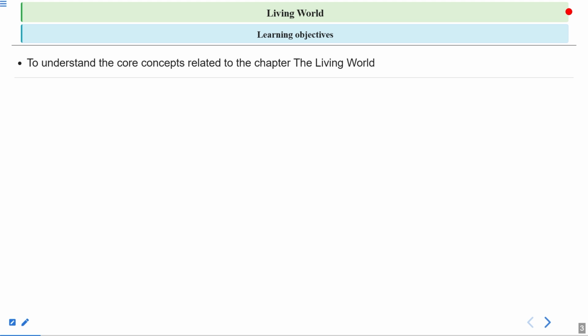So what are the objectives? What will we learn today? Here we will understand the core concepts related to the chapter Living World. We will understand these concepts by solving the multiple choice questions. These multiple choice questions or PYQs are based on certain concepts, so we will understand these concepts. That's why it is very necessary to solve these PYQs and multiple choice questions.